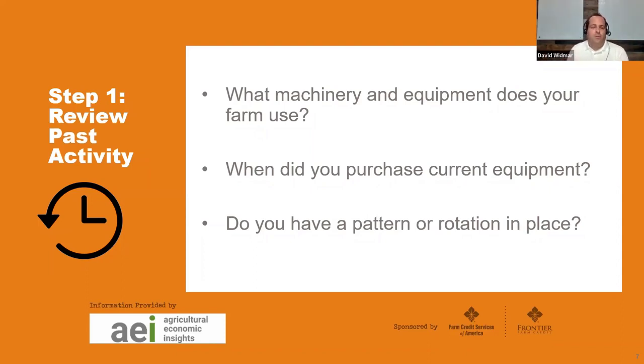Has there been a natural rotation or a pace or a cadence to which your operation has been trying to upgrade or replace machinery over time? That can be a really helpful piece of information as you start to build your plan in the future. Again, this is part of the informal plan. If you're one of those 41% that said you had an informal plan, this is very much probably where you're spending most of your time. So start to capture that, and you can build off that in the future years.